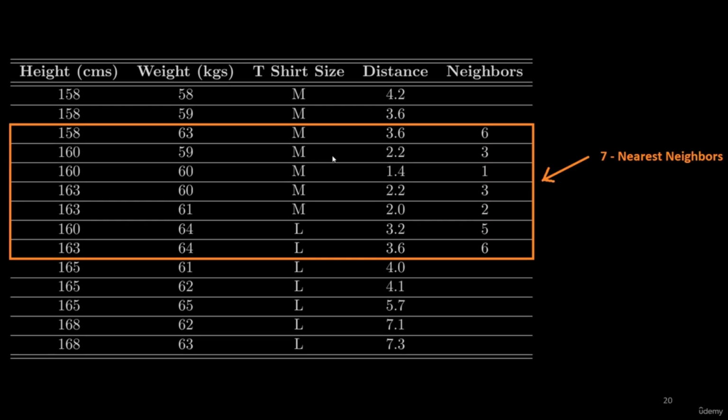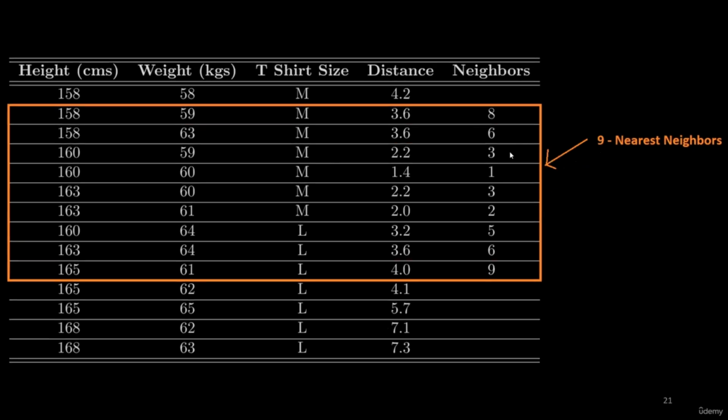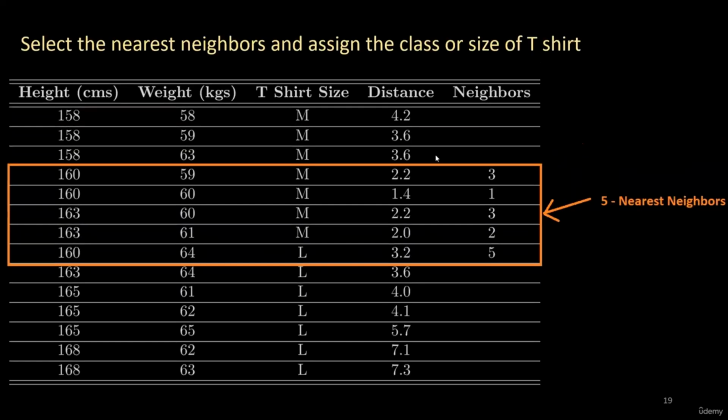So if we increase the number of nearest neighbors further to 9, these are the 9 nearest neighbors. If we see the labels and go for majority voting, we have 6 labels related to the medium class, and there are 3 labels related to the large class. So based on majority voting, we will recommend a medium size t-shirt to the new customer, Sarah. So whether our number of nearest neighbors is 9, 7, or 5, the majority voting tells us that the size of t-shirt for the new customer is medium.